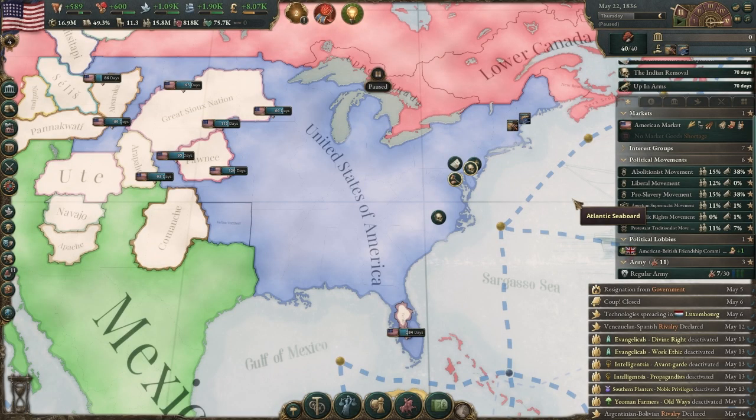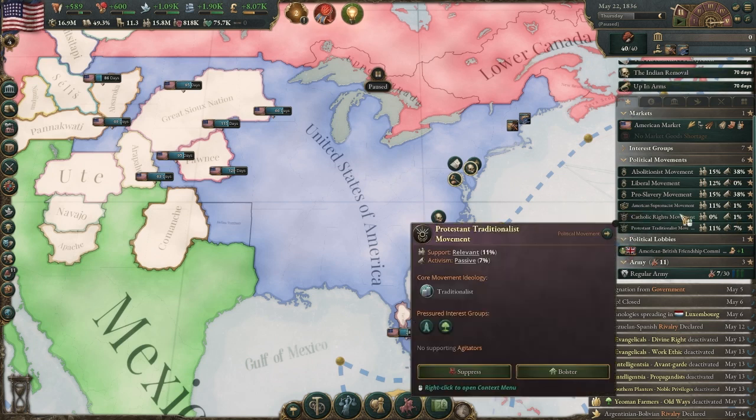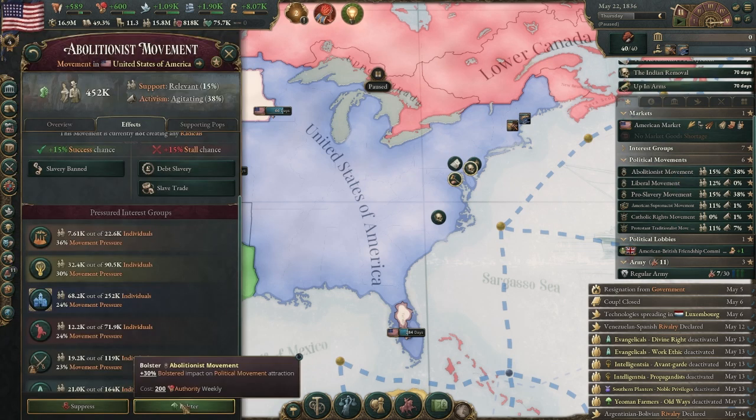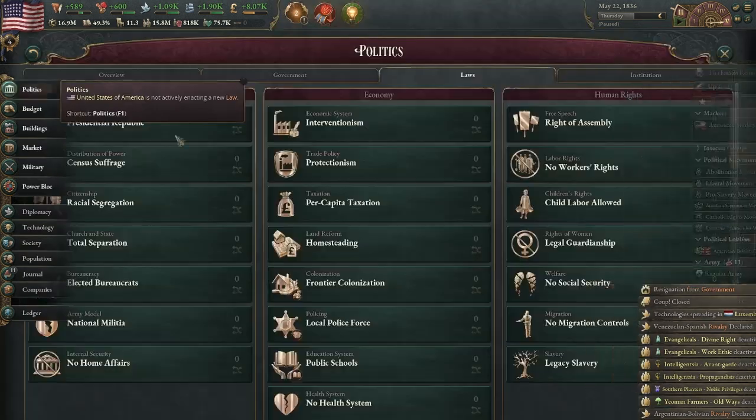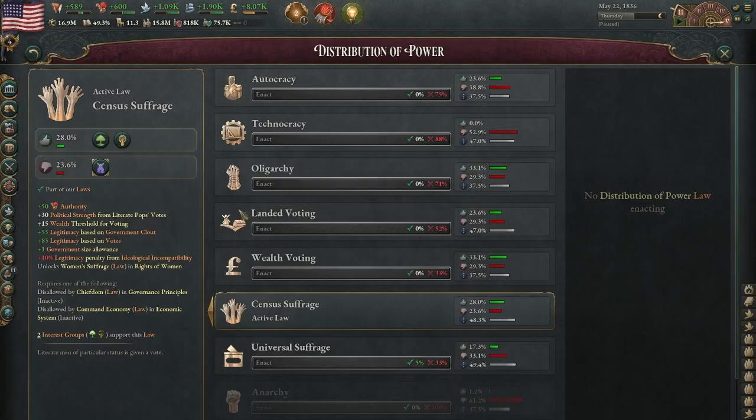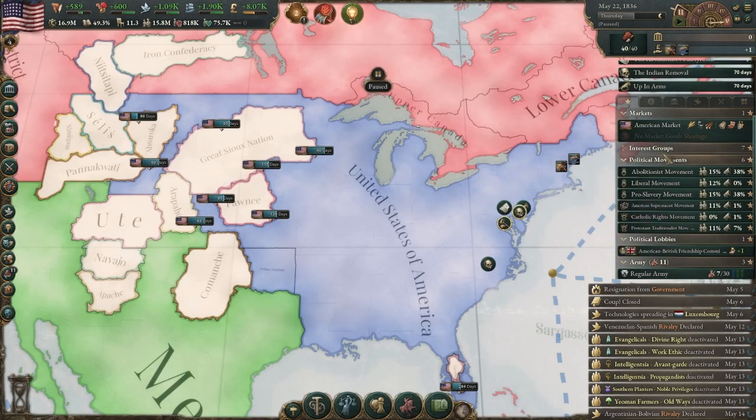All right, so the short of it, what does this mean while you're playing the game? In a nutshell, you can use movements to help you pass laws. If a movement wants a certain law passed, you can bolster them using the button here to attract more pops to the movement and maybe change your distribution of power law in order to make certain pops more politically powerful. Keep an eye on the outliner over here while you play the game to see which movements are gaining more support and, more importantly, what their activism is.